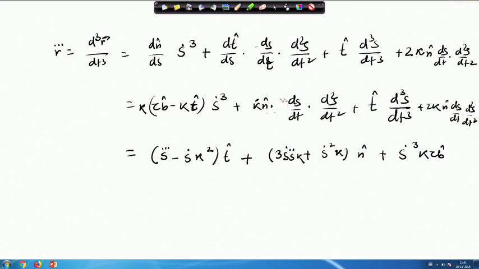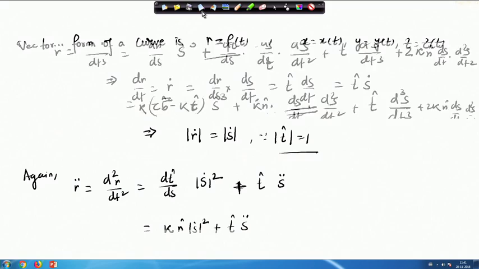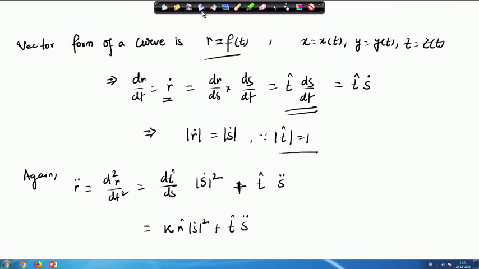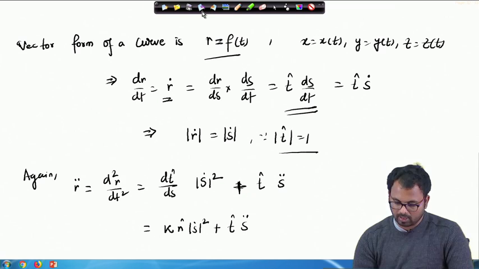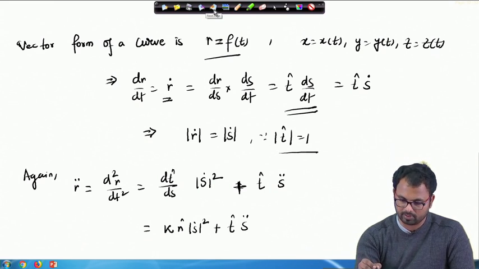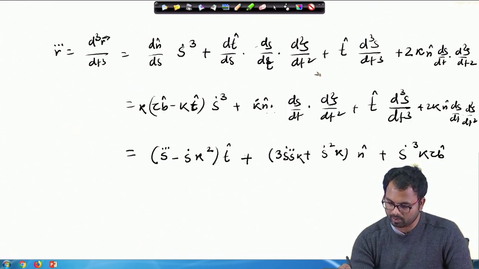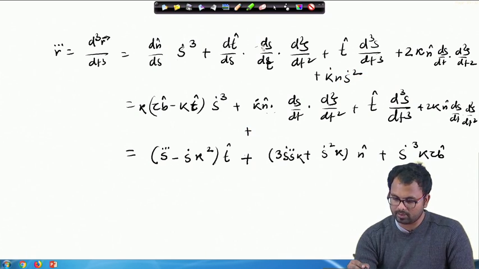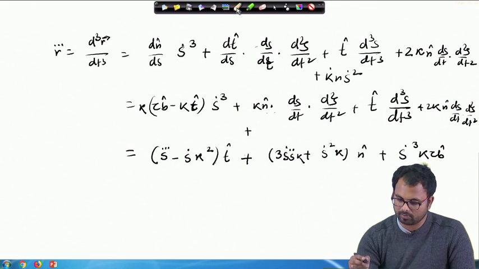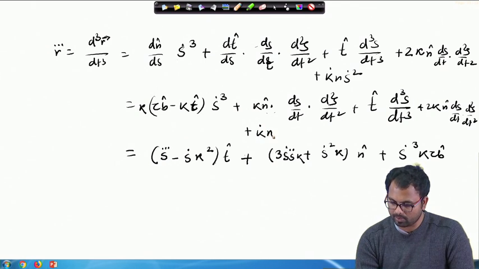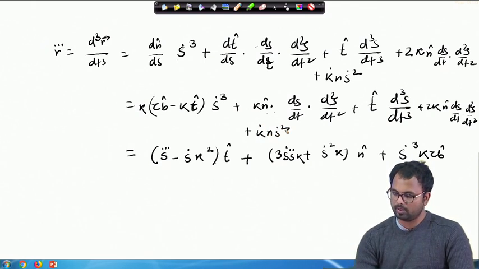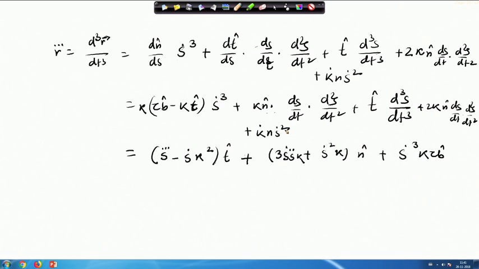Basically 5 terms. Okay, so I can differentiate kappa as well. So ultimately I will obtain kappa dot n s dot. There will be another term kappa dot n s dot square. Kappa is also a function of s, so we can differentiate kappa as well. So ultimately we will obtain this expression. All right, so s dot kappa n cap, yeah, now it's fine. So basically at the end you will obtain this relation.